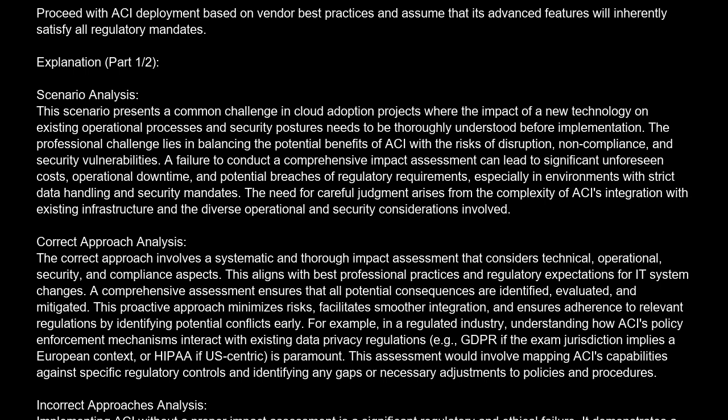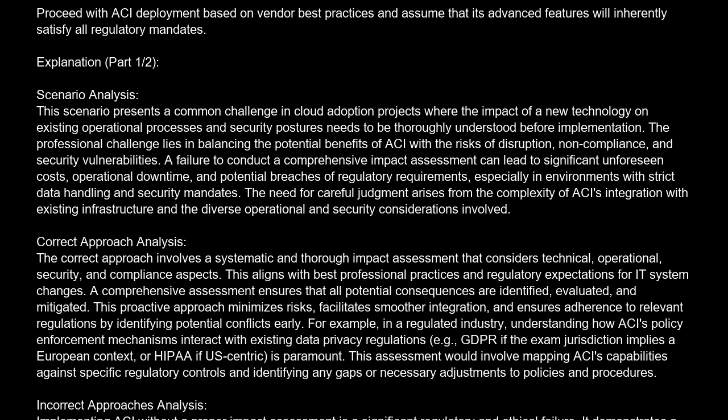The correct approach involves a systematic and thorough impact assessment that considers technical, operational, security, and compliance aspects. This aligns with best professional practices and regulatory expectations for IT system changes. A comprehensive assessment ensures that all potential consequences are identified, evaluated, and mitigated. This proactive approach minimizes risks, facilitates smoother integration, and ensures adherence to relevant regulations by identifying potential conflicts early.